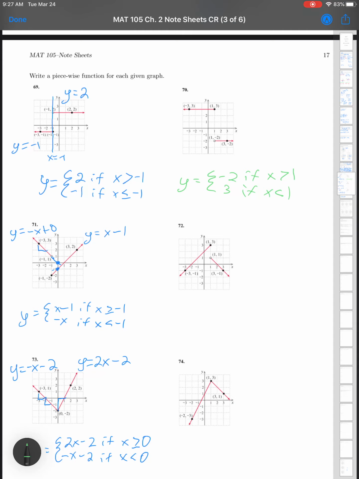And then you just have to decide which one 1 is included with, and that's the one with the filled in circle. So that would be the one on top. So that would be the y equals 3 piece. Gets the or equal to. Okay, similar idea for the second one.